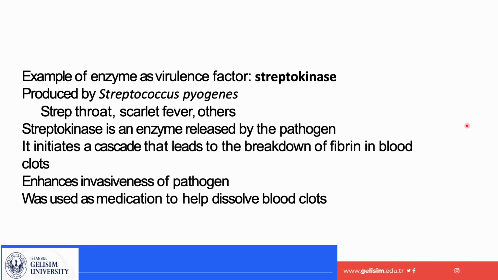Streptokinase is a virulence factor that's produced by Streptococcus pyogenes, which causes diseases such as strep throat and scarlet fever. Streptokinase is an enzyme. It breaks down fibrin in blood clots, and therefore it's enhancing the invasiveness of the pathogen. Now, streptokinase has also been used as medication to dissolve blood clots.